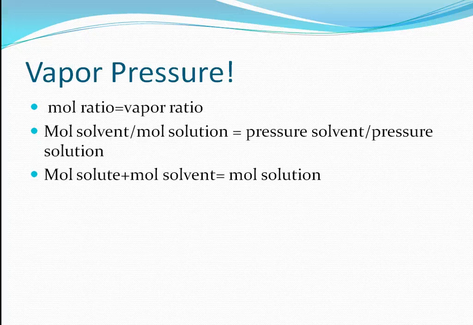Vapor pressure, this is a little bit different. The mole ratio is equal to the vapor pressure ratio. So you have mole solvent over mole solution, which is equal to the pressure of the solvent over the pressure of the solution. Mole solute plus mole solvent will give you the total moles of solution.